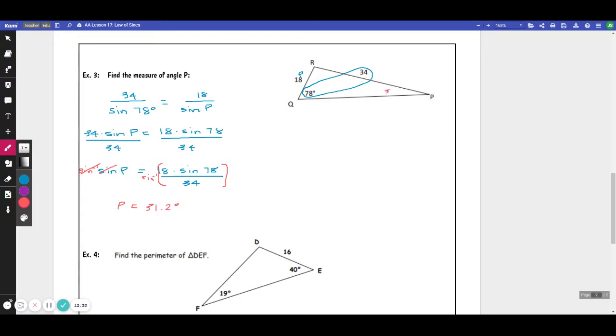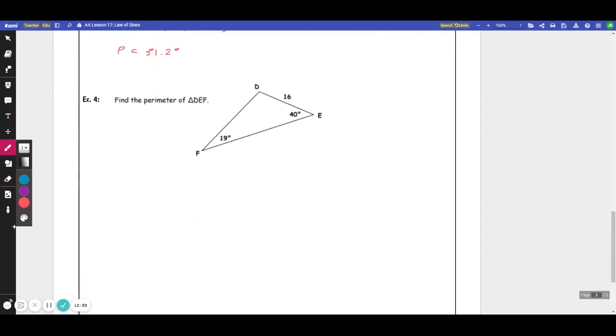Always look at it, make sure that it's reasonable. Remember, we're working with triangles. So if you had gotten like 190, probably not going to be right because a triangle can only add to 180. If you got a negative, that doesn't make sense for a triangle. So make sure that your answer is reasonable.